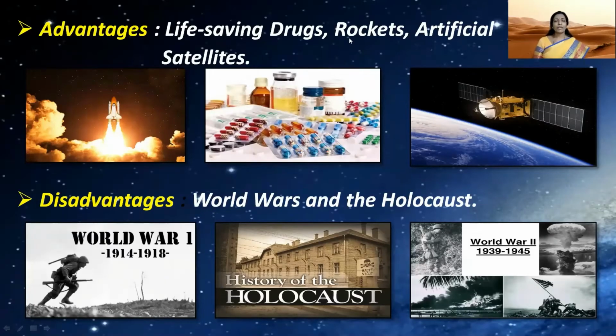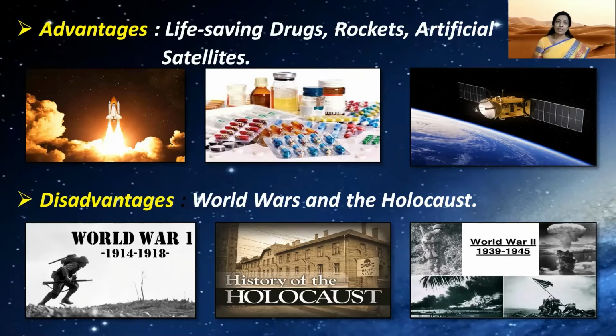Students, you must all be knowing that everything has both its pros and cons. Similarly, science and technology has also got its own pros and cons. Some of the advantages of science are very evident and obvious, and there for all of us to see, such as life-saving drugs, rockets, satellites, mobile phones, communication technology, artificial satellites, and now even artificial intelligence.